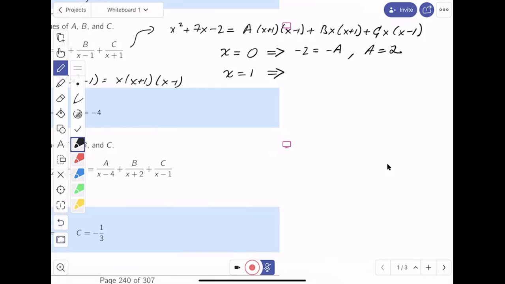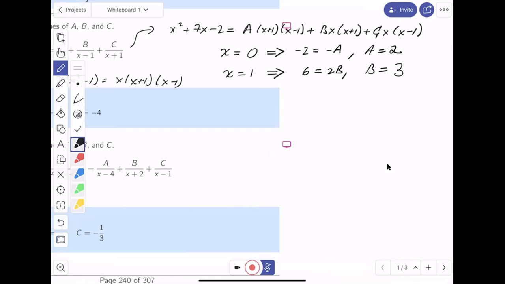What do you get there? Well, on the left side, you get 1 plus 7. That's 8. 8 minus 2 is 6. On the right side, you would get, let's see, I guess 2 of the terms would disappear. The A term would disappear and the C term would disappear, and the B term would become 2B. What is B? B is 3.